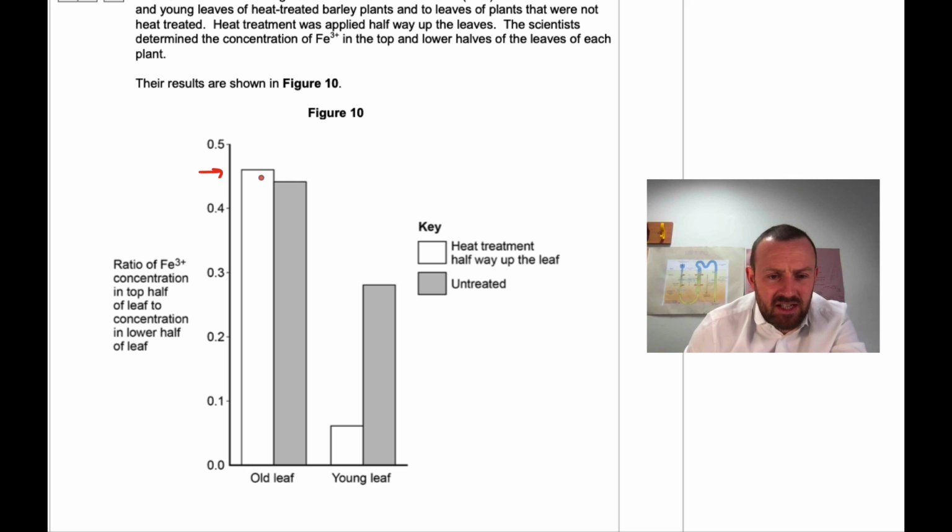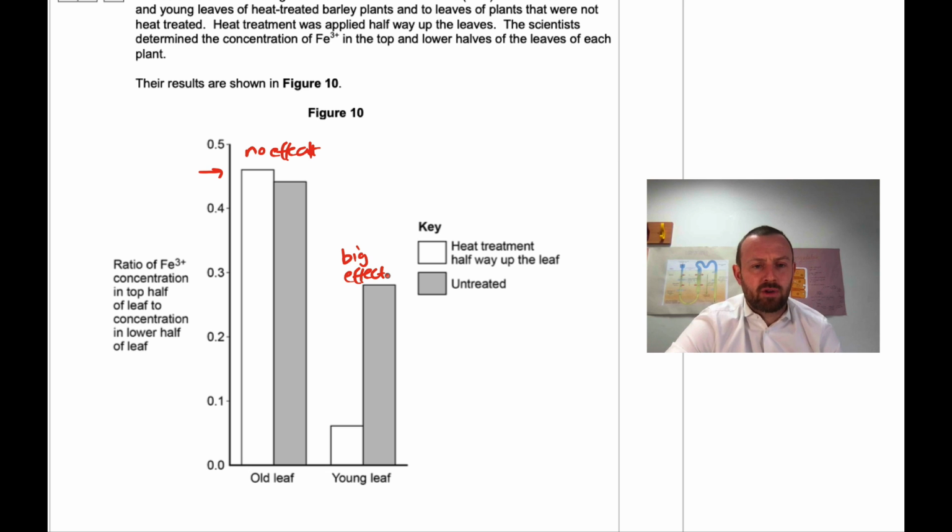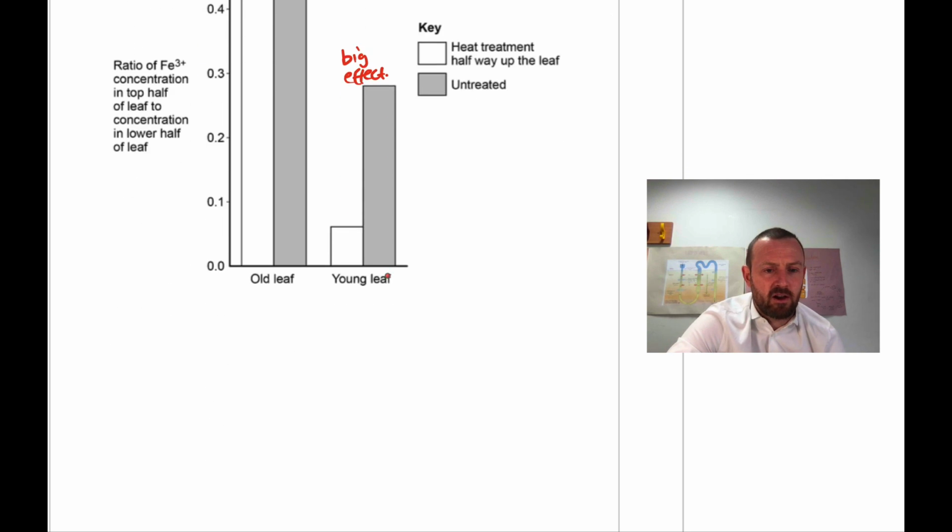the heat treatment doesn't have much effect. Maybe a little effect, but we don't know if it's significant, but it doesn't look that big. Whereas in the young leaf, it really does have an effect. So for some reason, in the young leaf, heat treatment halfway up stops ions being able to get up the leaf. I wonder why that is, I'm not sure. Let's keep going and find out what the question is.